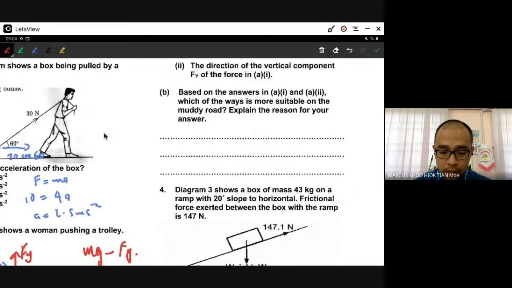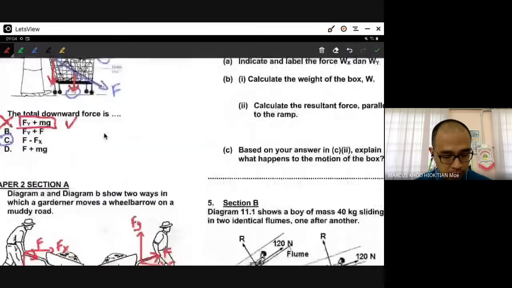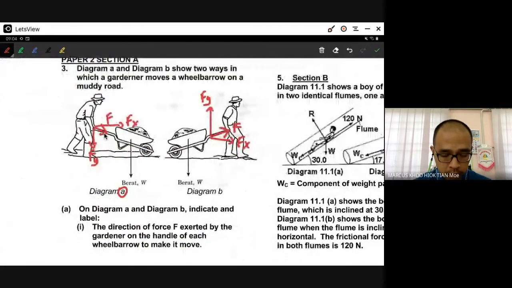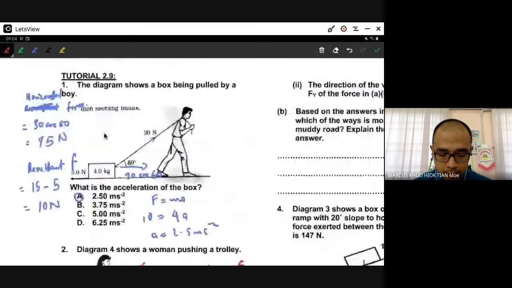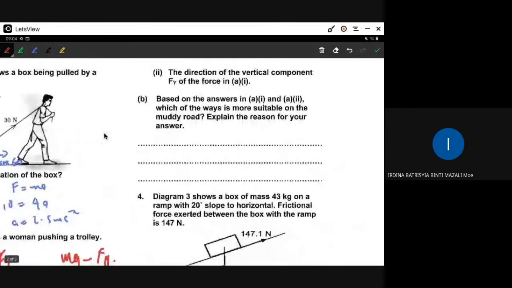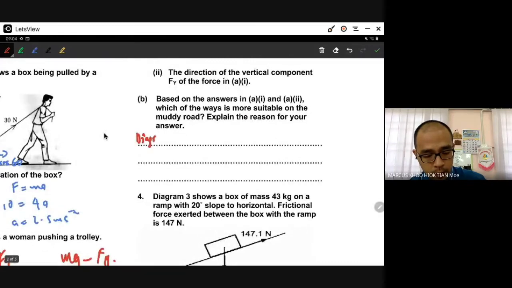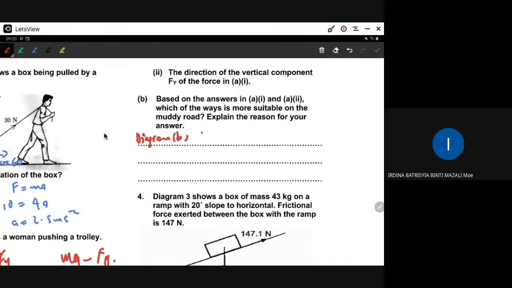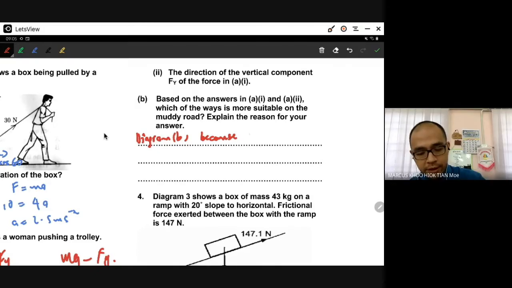Based on the answers in A1 and A2, which of the ways is more suitable on the muddy road? Explain the reason for your answer. Irdina, can you answer this, please? Diagram B. This is because the vertical component is going upwards, in the opposite direction of weight. Therefore, the resultant force will be smaller. Very good answer. So, because Fy is in the opposite direction.